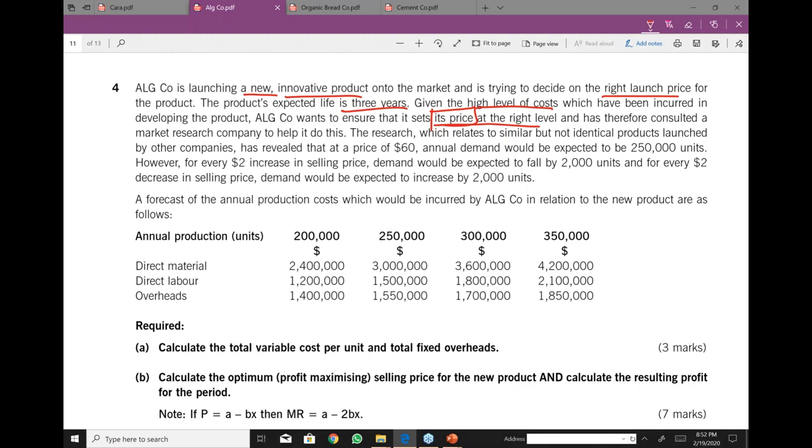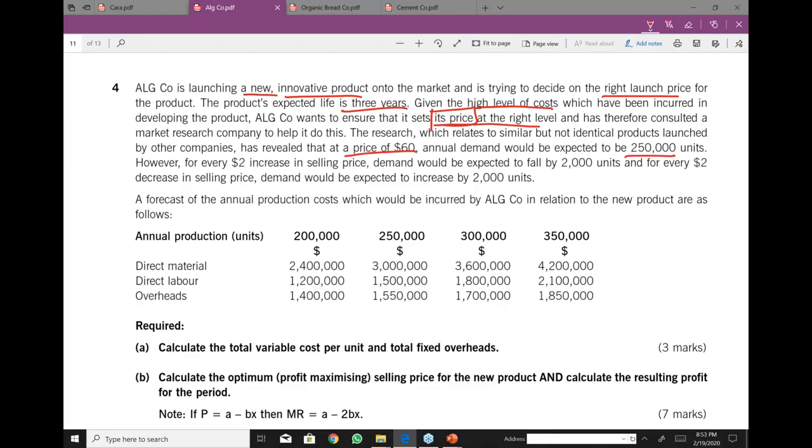It has therefore consulted a market research company to help it do this. The research, which relates to similar but not identical products launched by other companies, had revealed that at a price of 60, annual demand would be expected to be 250,000.